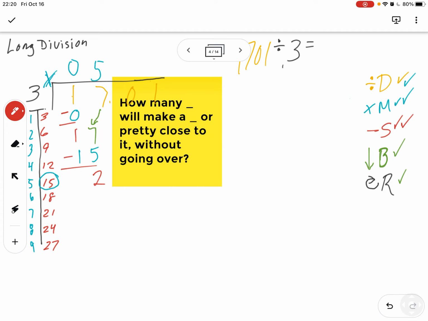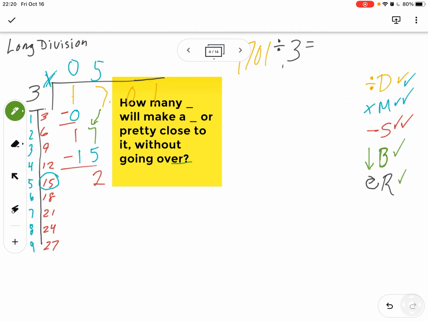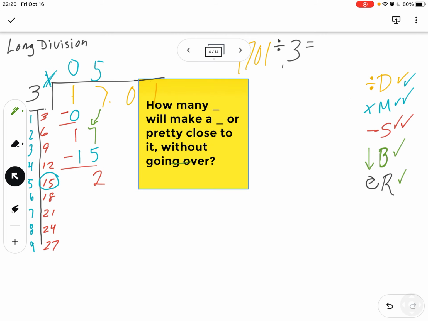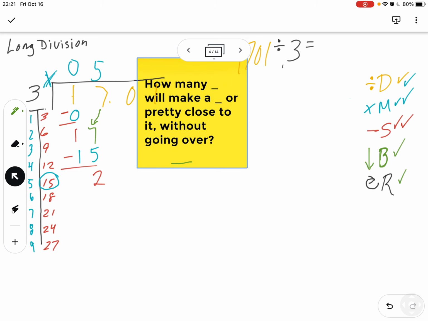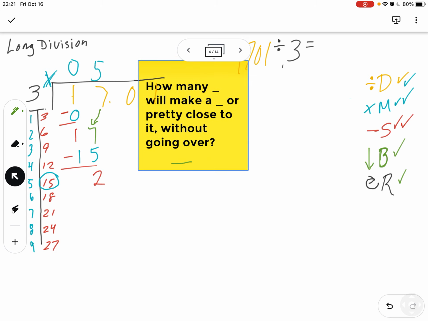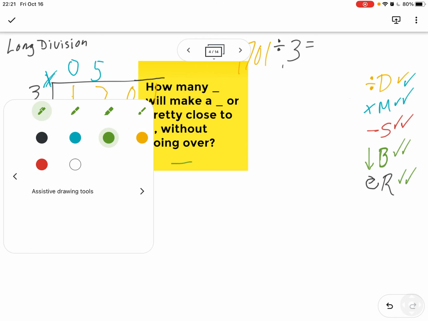And I am done subtracting. My next step is to bring my next digit over. My next digit is going to be revealed once I move my sticky note. Notice my sticky note is also helping me with lining up my place values. Okay, next digit is a 0. So I'm going to bring down that 0 next to the 2 to create a 20. Okay, I am done with bringing down, and I'm going to repeat my process all over again.